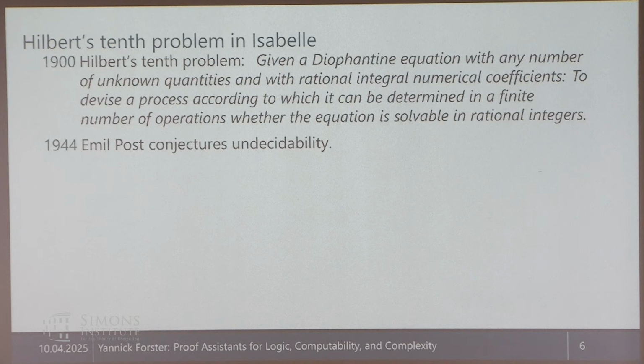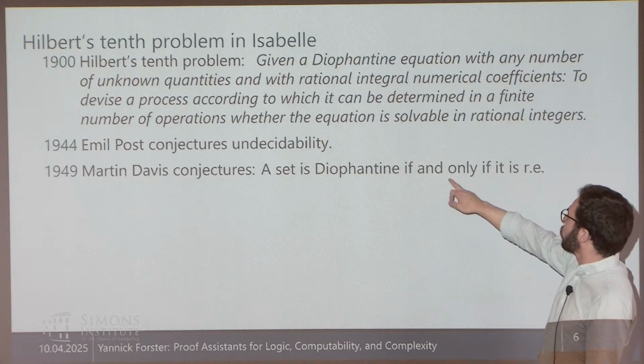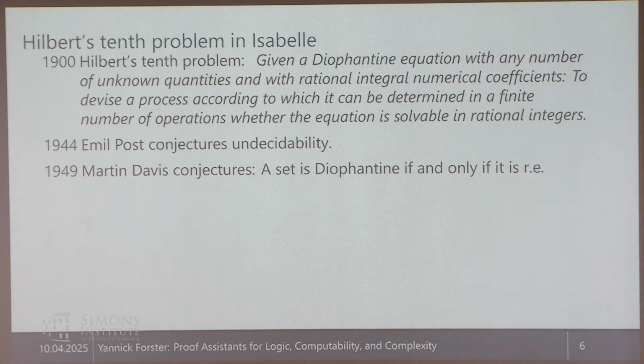In 1944, Emil Post conjectured that it is actually undecidable. Tarski had a PhD student at the time working on the decidability of the problem, so it was not clear. In 1949, Martin Davis conjectured something stronger, namely that a set is Diophantine, in the sense that it can be expressed as Diophantine equations, if and only if it is recursively enumerable, and thus that it's undecidable.